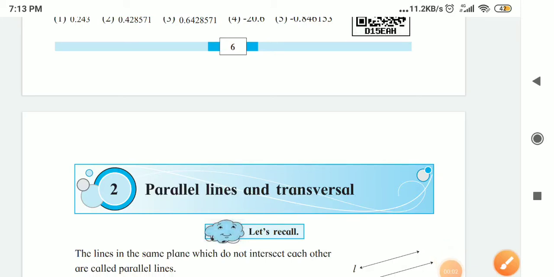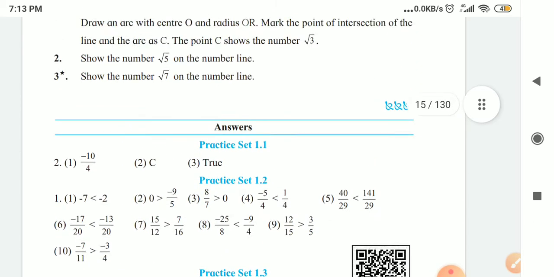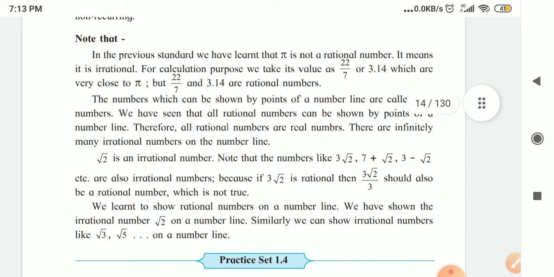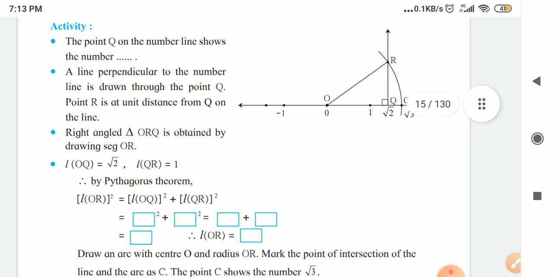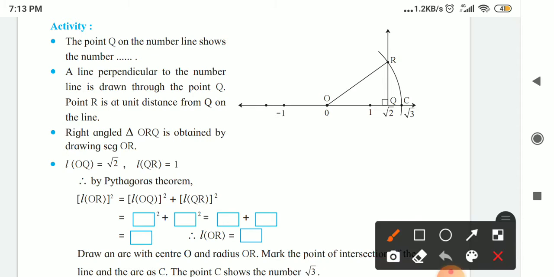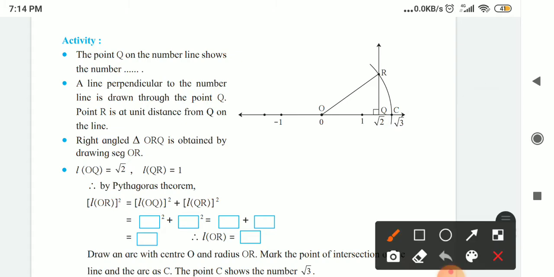Hello students, today we will see the next lesson, that is parallel lines and transversal. Before starting the lesson, yesterday I told you to complete the activity from the first lesson, that is rational and irrational numbers. So let's finish this activity and then we will start the next lesson.